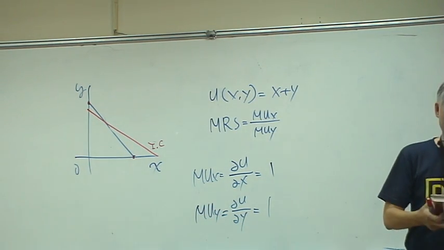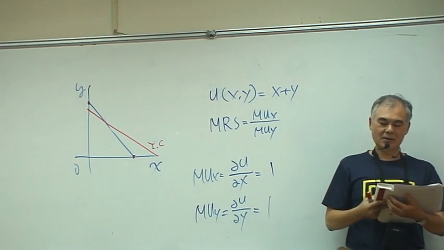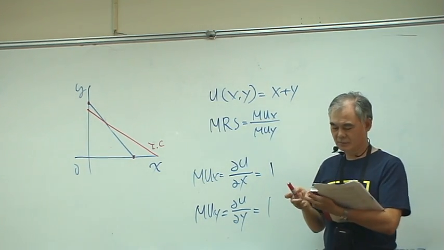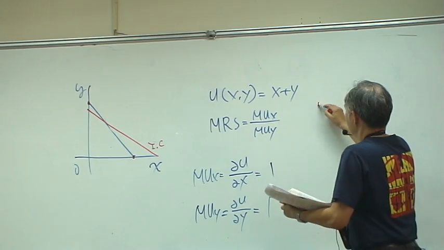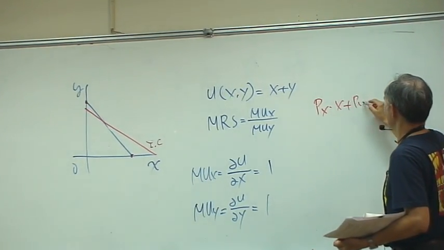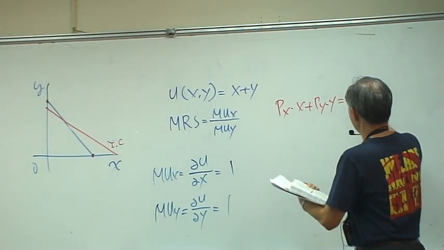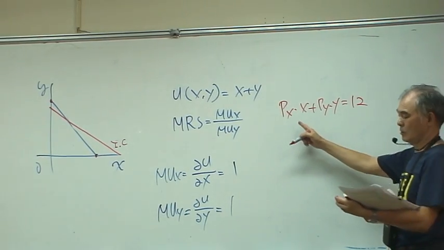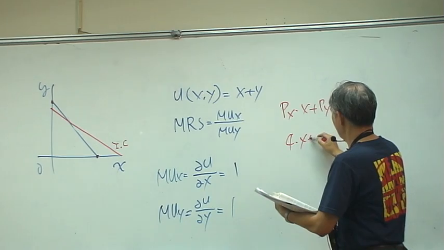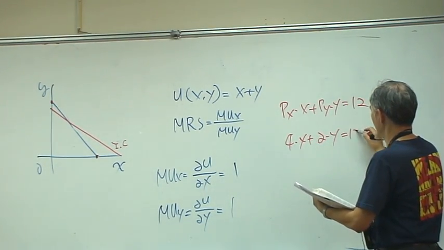So now let us go on. It says the price of X is 4 and the price of Y is 2. So you have the budget constraint Px times X plus Py times Y equals 12, because this is the income. Here Px is 4 and Py is 2, and it is 12.